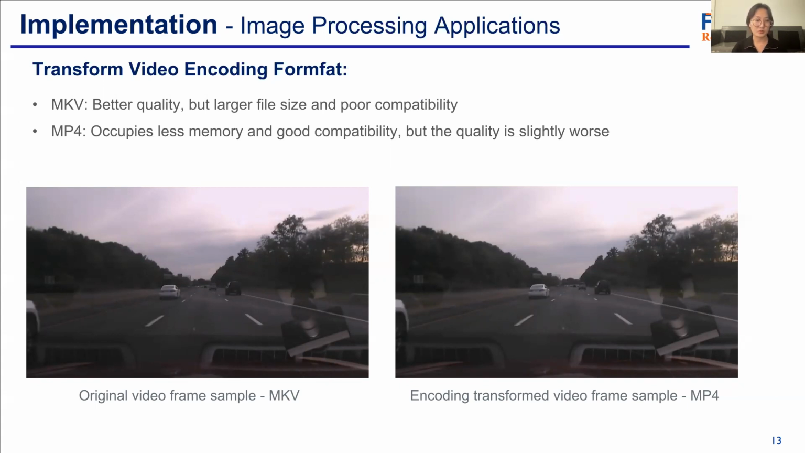So in this project, I first convert the original MKV encoding format to MP4 encoding format. The left image is an example of the original video frame sample, and the right image is the encoding-transformed video frame sample. After the coding format change, the number and size of the image frames do not change.